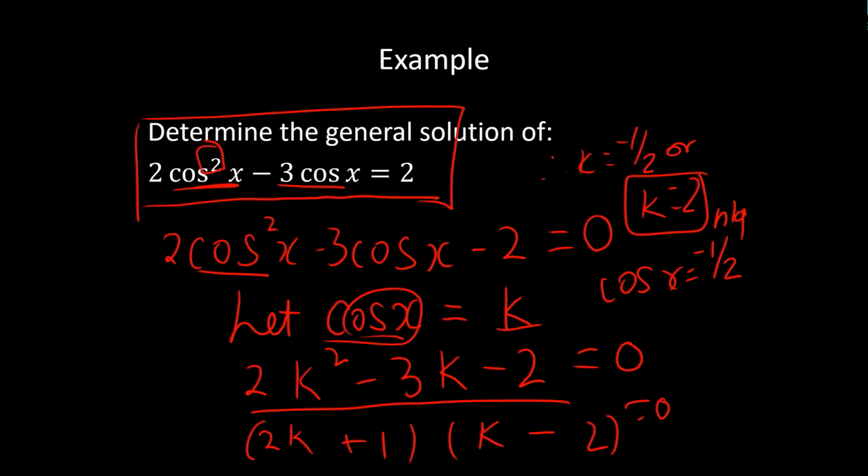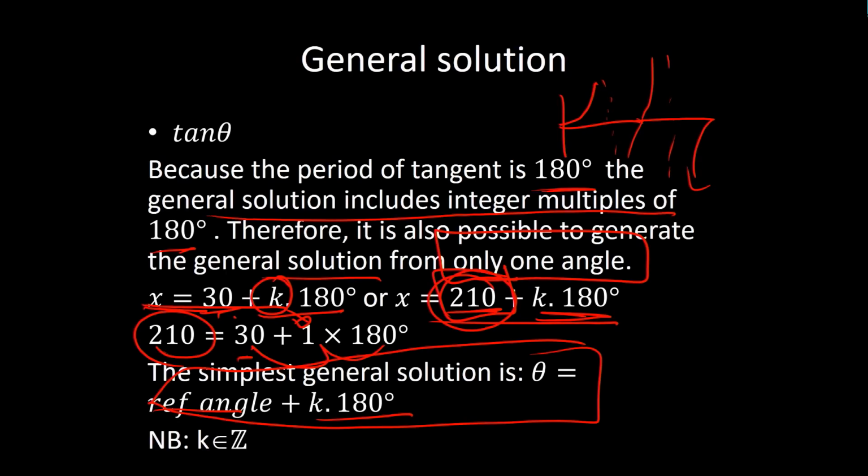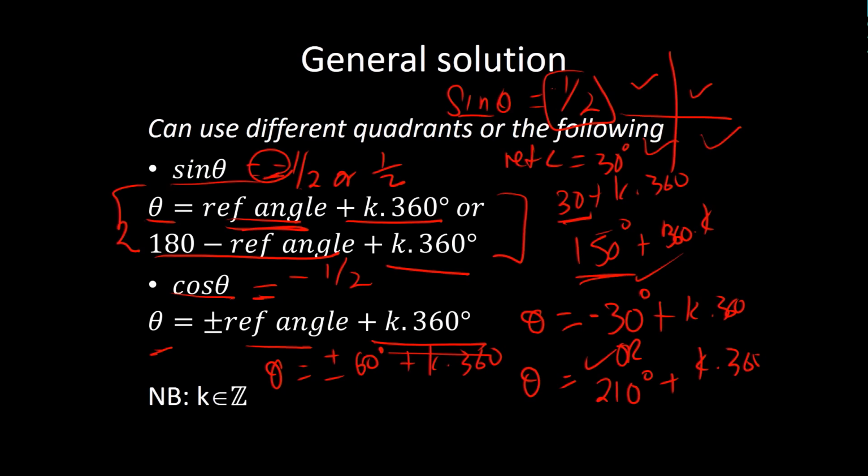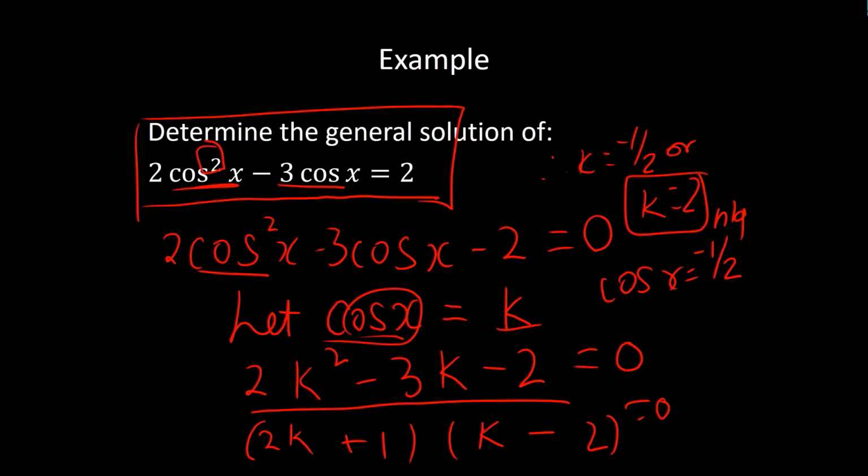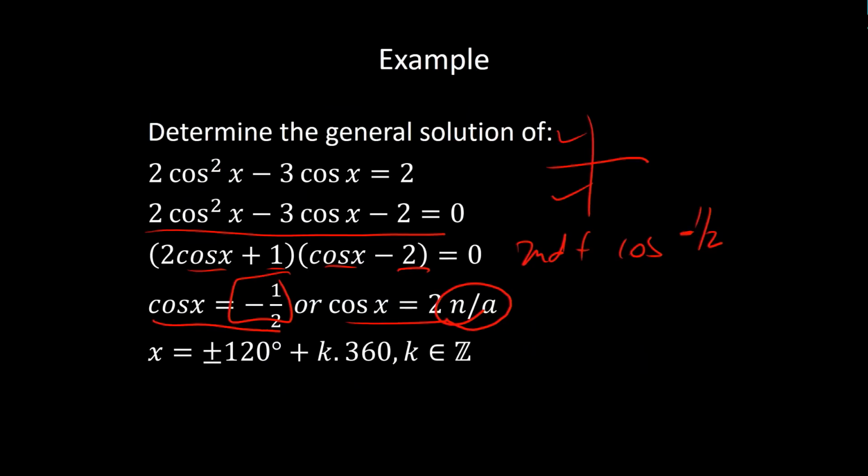In fact, that just reminds me, when I did an example here, this -1/2, my answer wasn't going to be 60, it was actually going to be 120. So if we go back to this one, you get that x is equal to plus or minus 120 degrees. You simply put that -1/2 into your calculator, plus k times 360, k is an element of integers, and that is your general solution.